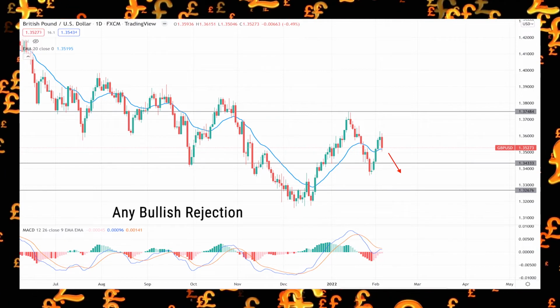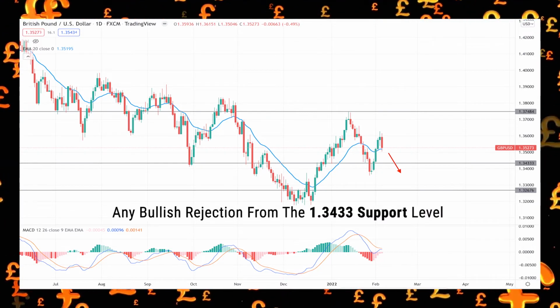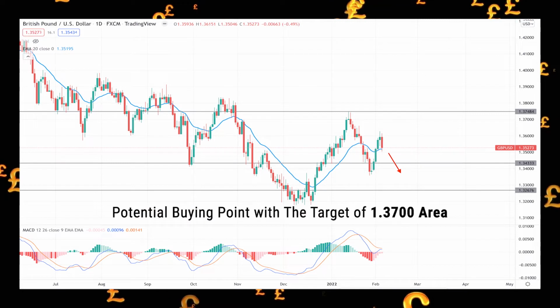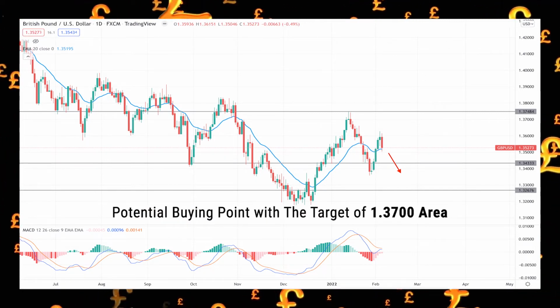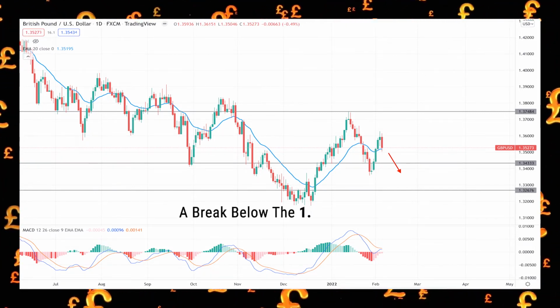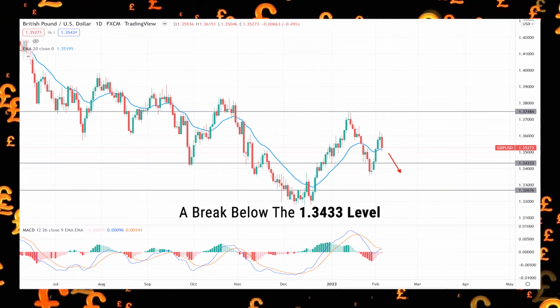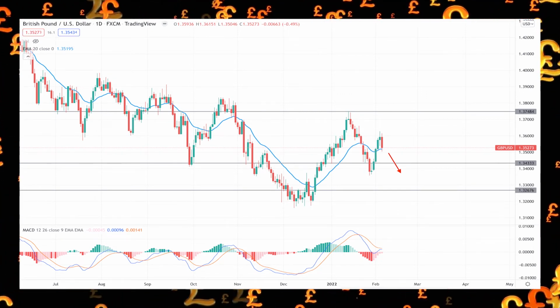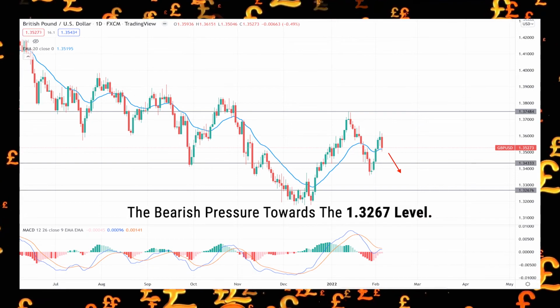bullish rejection from the 1.3433 support level would be a potential buying point with the target of 1.370 area. However, a break below the 1.3433 level with a bearish daily close might extend the bearish pressure towards the 1.3267 level.